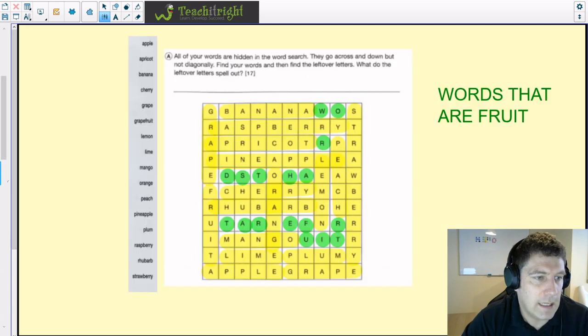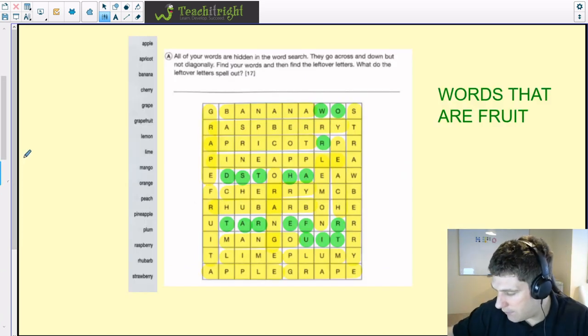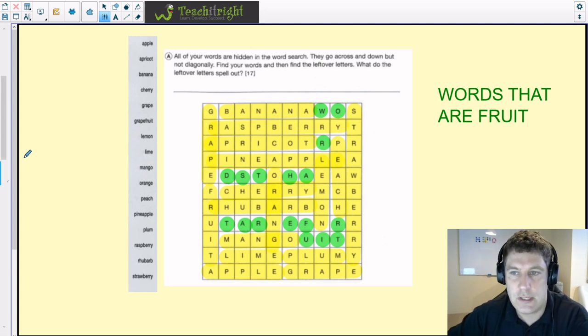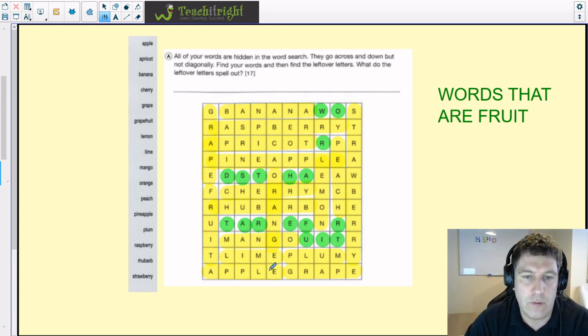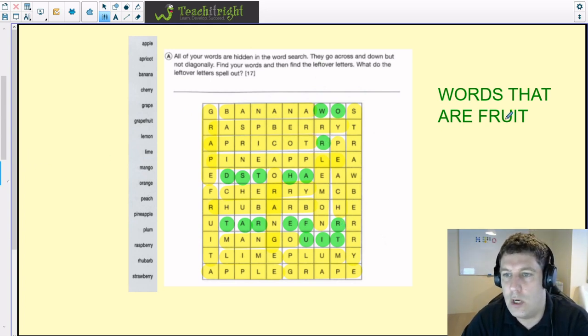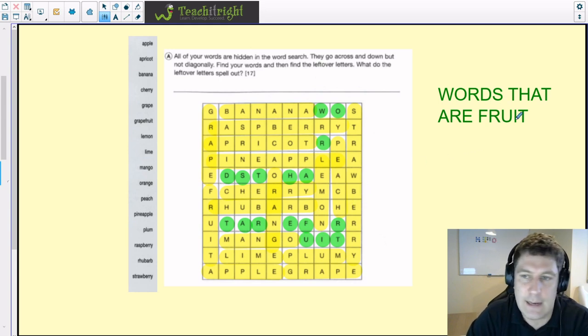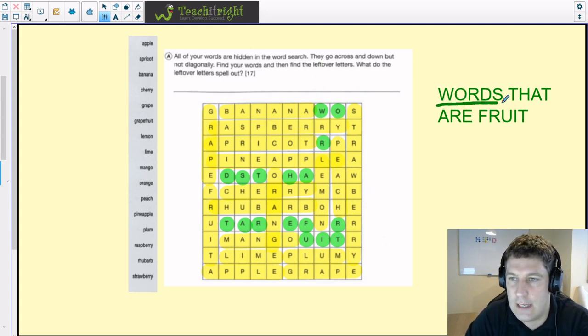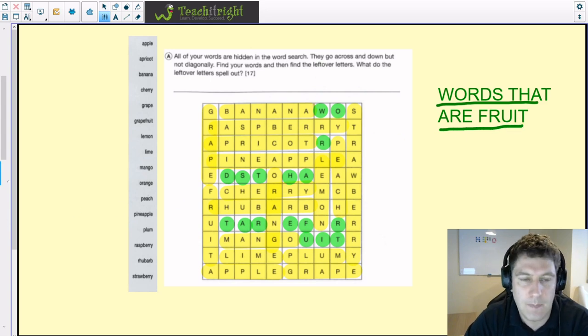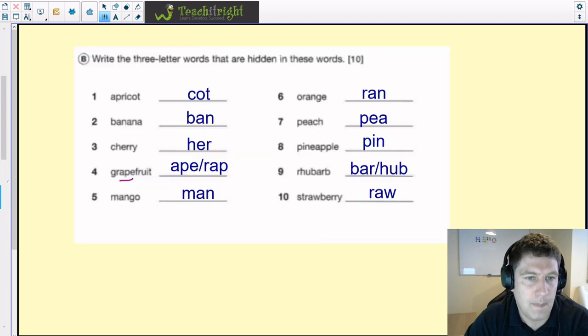Okay, let's have a look at the top of page 7. These are all fruits, and once you'd found all the fruits, you would have been left with words that are fruit. So that would be the letters that you're left over with once you found all the words in the word search. So it might be worth just double checking you did all that okay.